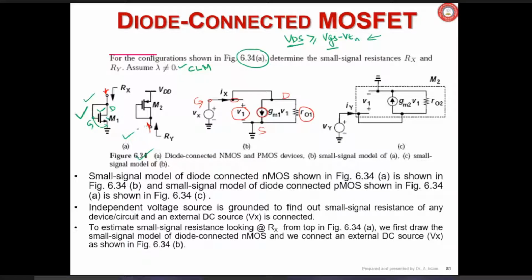Whenever there is a diode connected MOSFET, it behaves like a diode only. I mean, MOSFETs also can be used as a diode. It can be used as a capacitor also. Anyway, here we understand that it is true and hence it is working in the saturation region. Now we'll go ahead and see. The small signal model of the diode connected MOS in figure A is shown in figure B, this one.